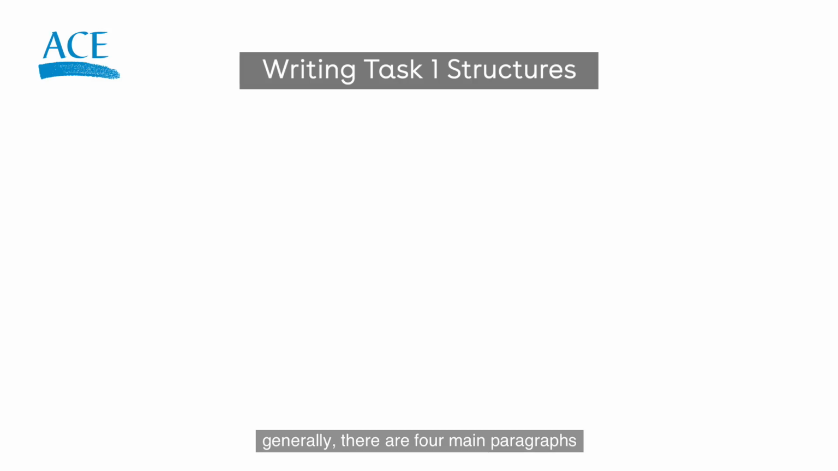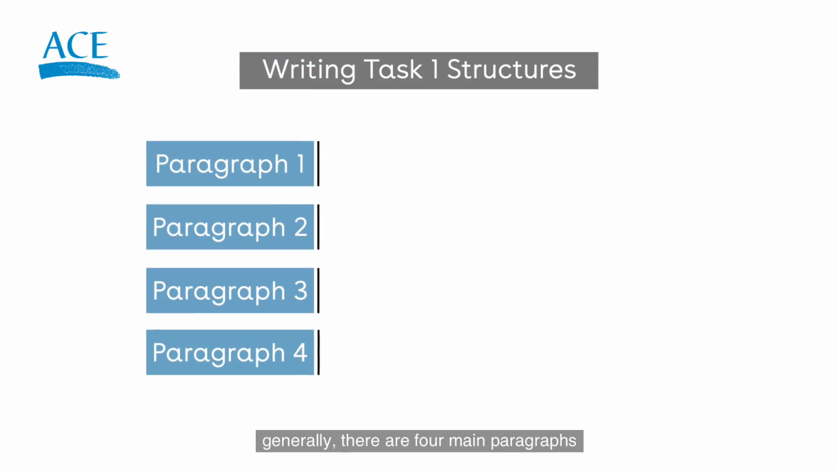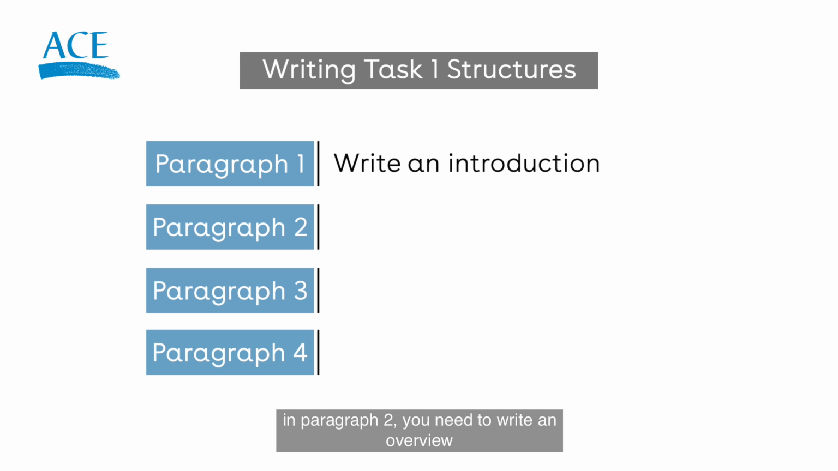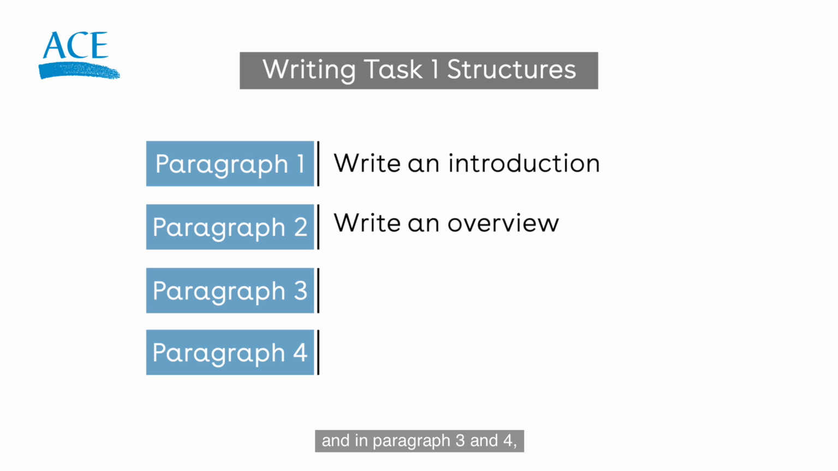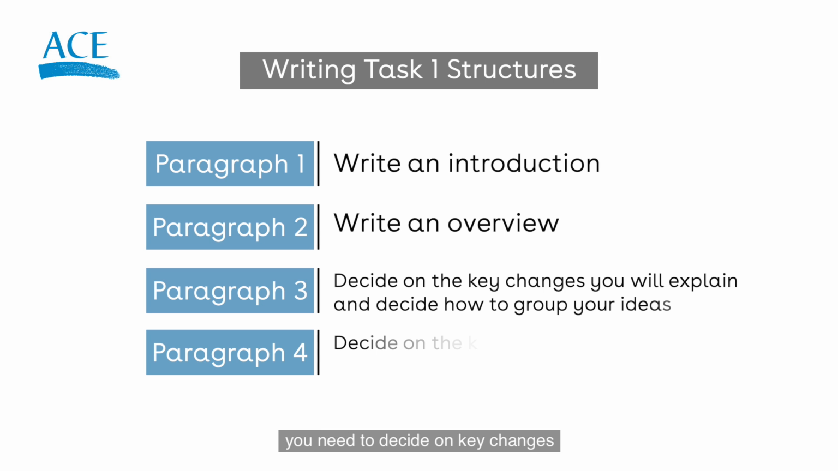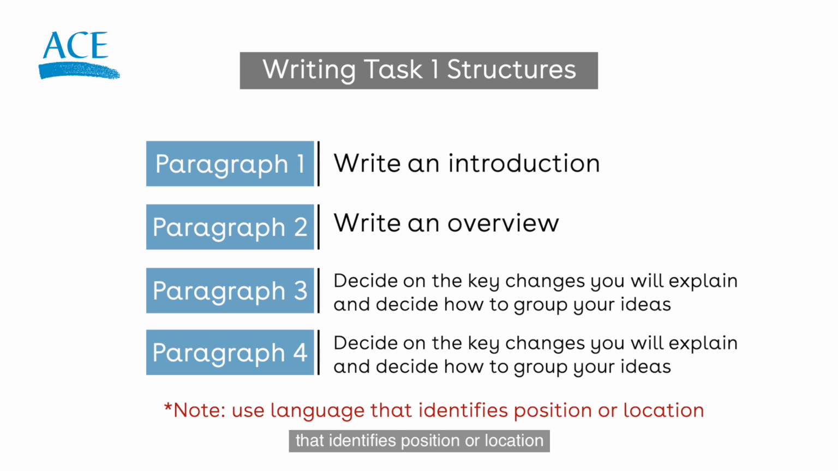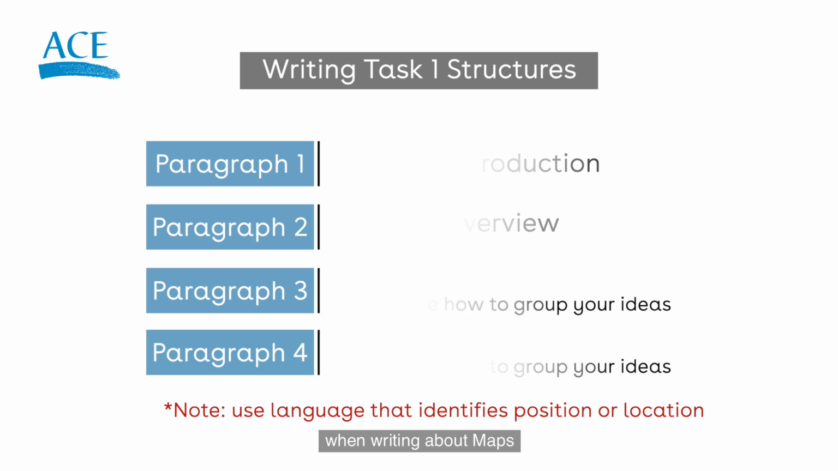Okay, so right now let's talk about Writing Task 1 structure. Generally, there are 4 main paragraphs. In paragraph 1, you need to write an introduction. In paragraph 2, you need to write an overview. And in paragraph 3 and 4, you need to decide on key changes that you will explain and decide how to group your ideas. One more thing, make sure to use language that identifies position or location when writing about maps.